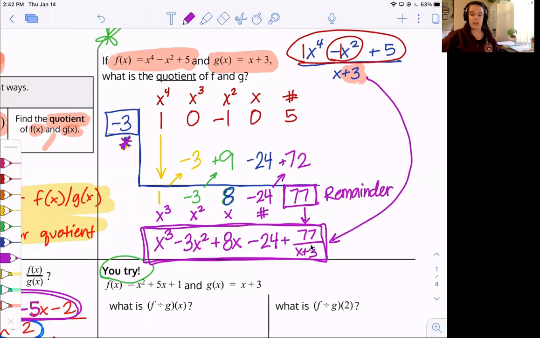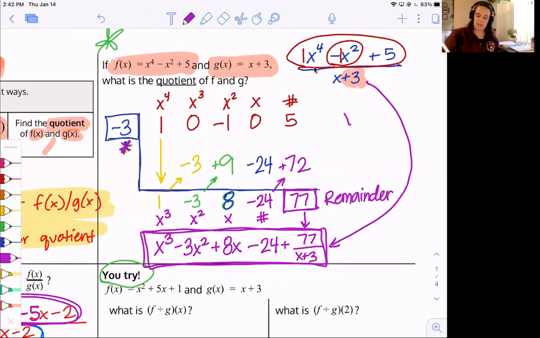A great question from the chat. What happened to the x to the fourth? We divided it away, right? So we're thinking, okay, we want x to the fourth, and we're dividing by 1x on the bottom, right? If we have x to the fourth and we are dividing by 1x on the bottom, then these two would cancel and we'd be left with x to the third on the top.